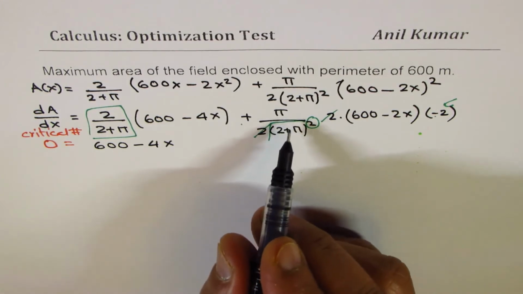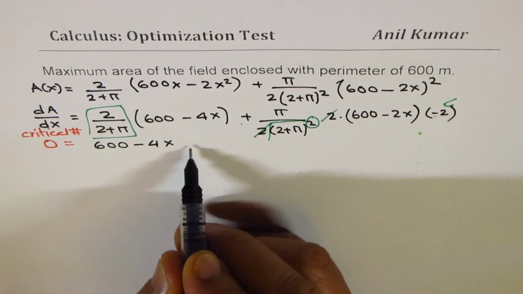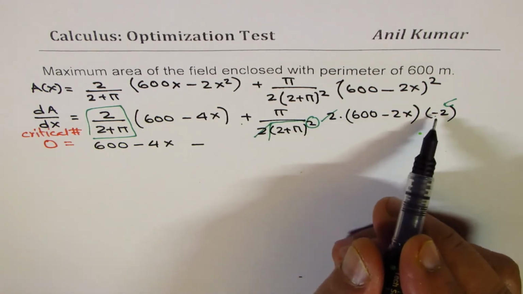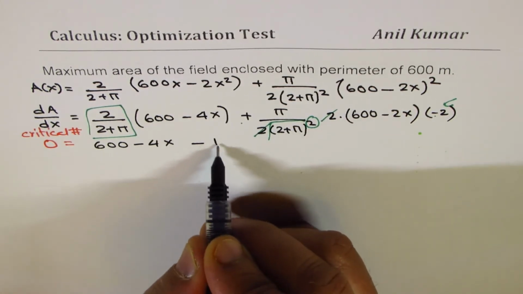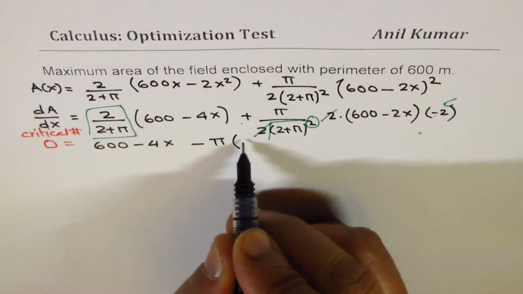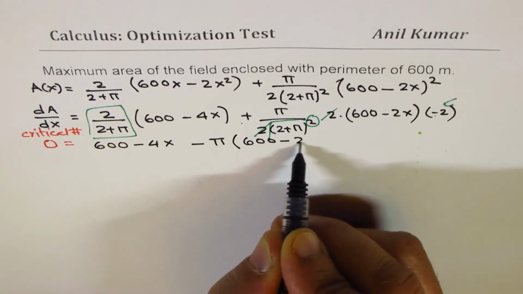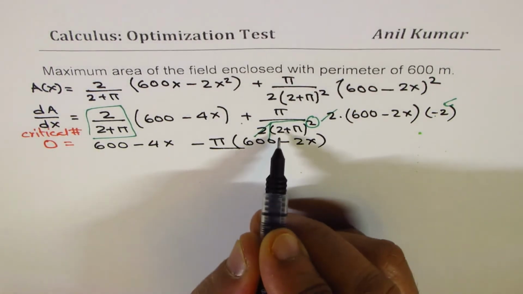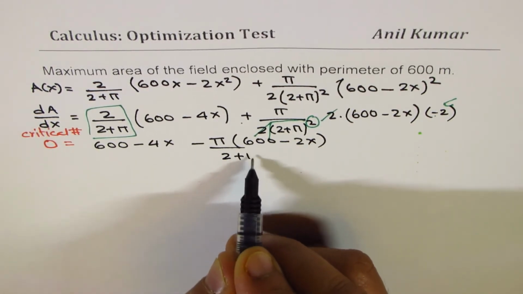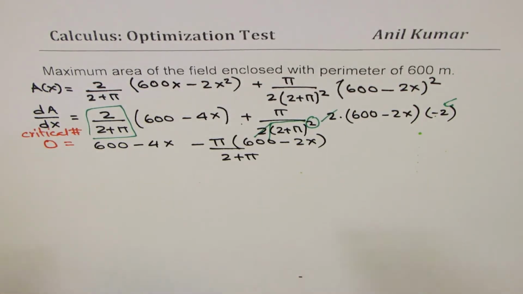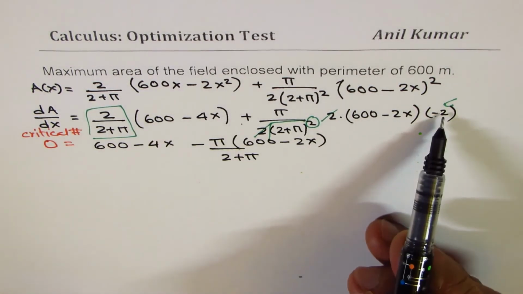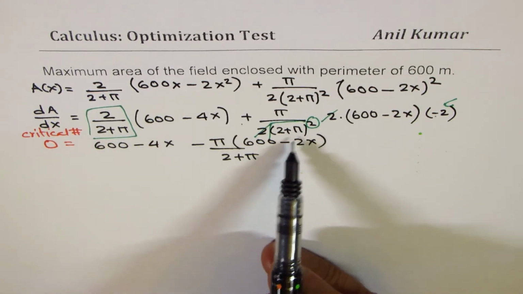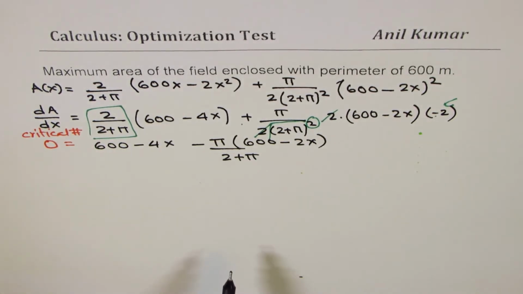And on this side, we get minus because of that 2, minus. And we cancel these 2's, so we are left with pi here. So minus pi times 600 minus 2x divided by 2 plus pi. Is that clear? So we cancelled 2 and 2 and 2 plus pi in the denominator, but we are left with 1, right?